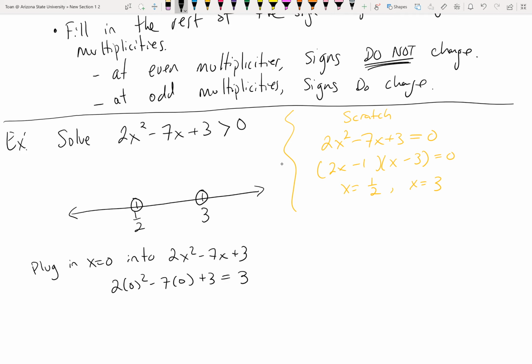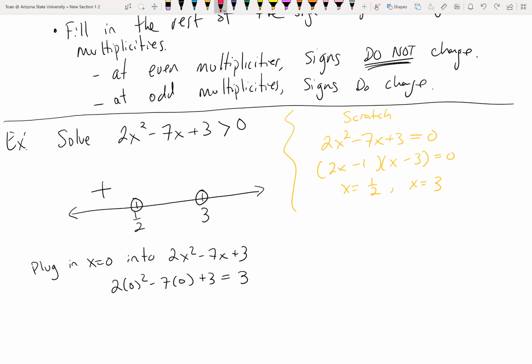You get 3. Now, I don't care that the answer is 3. All I care about is the fact that it's positive. So we're going to put a little plus symbol here. Now, in theory, I could do the same thing in all 3 regions. I can plug in a number from the middle region and see if it's positive or negative. I can plug a number in the right region to see if it's positive or negative. But let's save us some time. Let's take a look at our scratch work here.